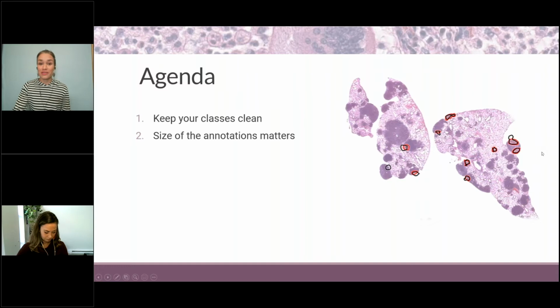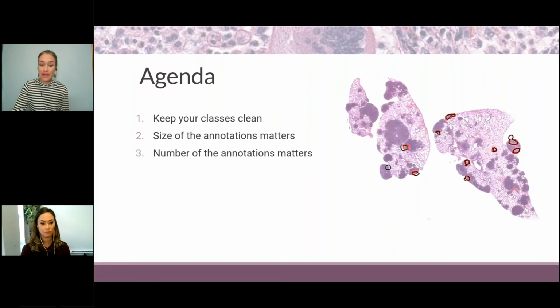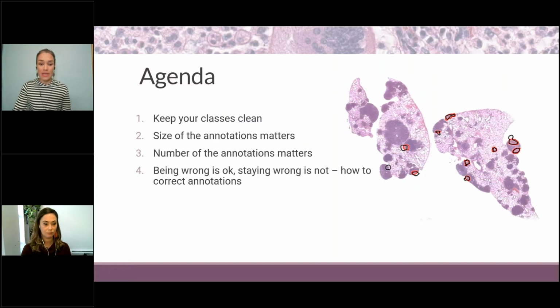Then we're going to talk about why the size of annotations matters, and what are the numbers or the ballparks we are working with regarding the number of annotations that we have to provide for a deep learning model. We are gonna talk about how to correct our annotations, because being wrong is okay, but staying wrong is not. So there are strategies and approaches towards that.